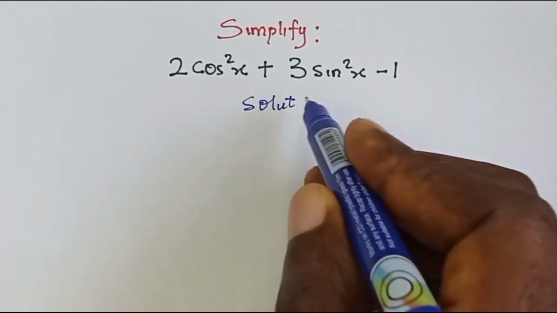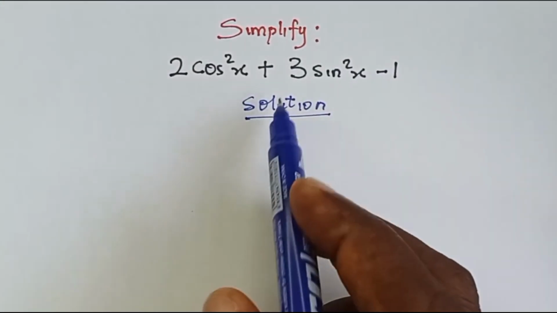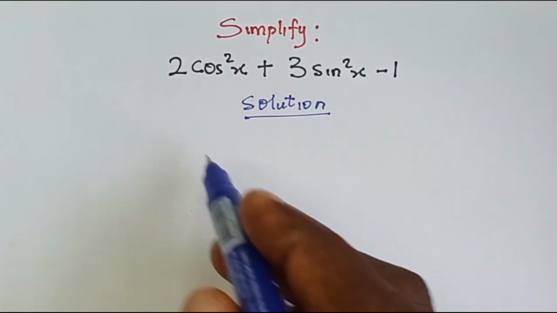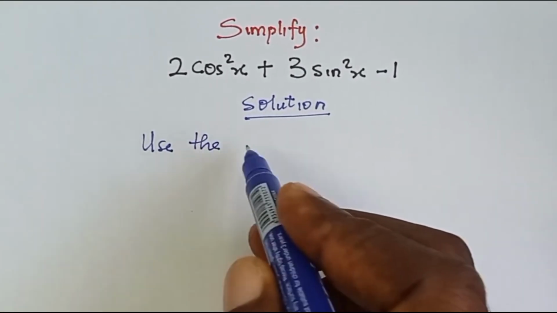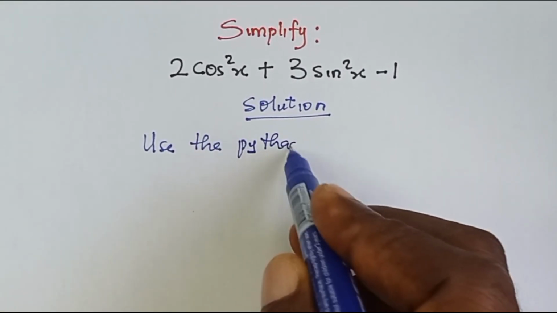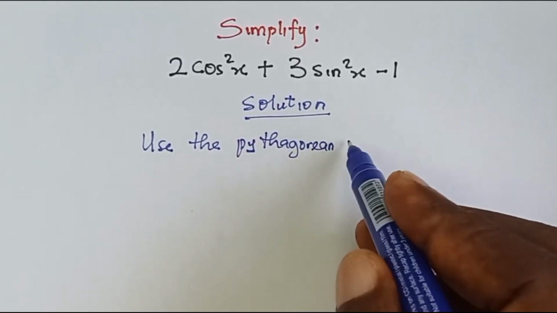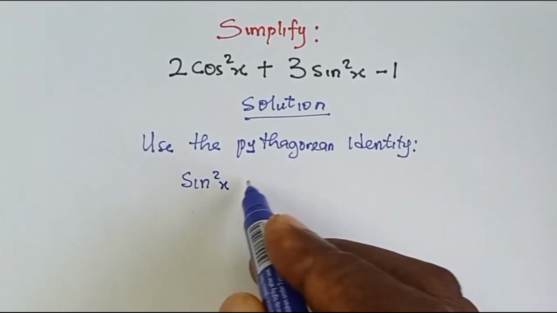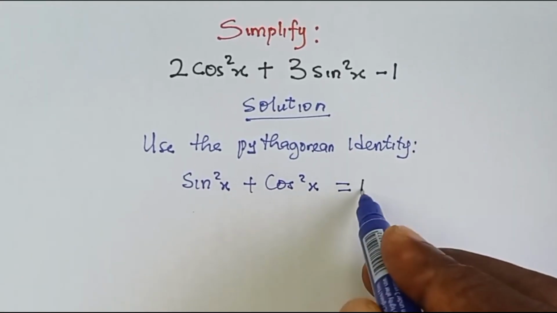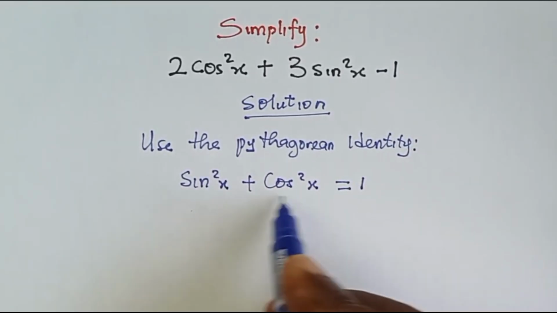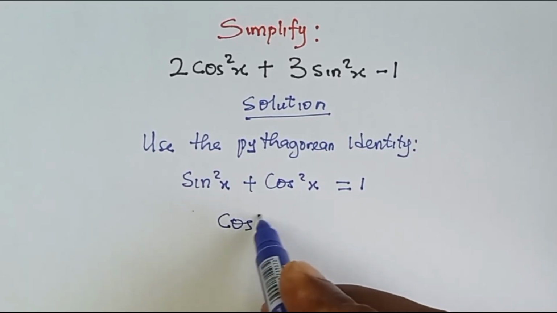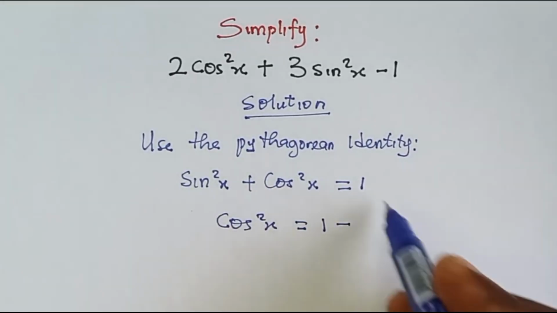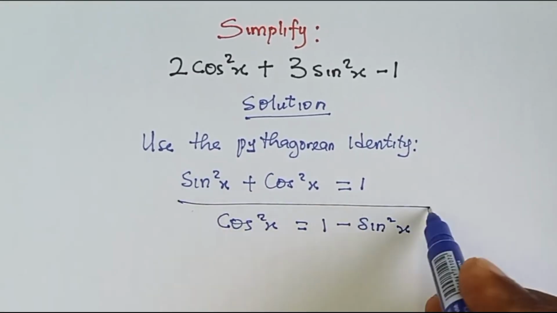In this video, we want to simplify 2 cos²x plus 3 sin²x minus 1. Right, so we are going to use the Pythagorean identity. Okay, so the Pythagorean identity is one of the trigonometric identities, and the identity says that sin²x plus cos²x equals 1. And from here, we can make cos²x the subject of the formula. So we have cos²x now equals 1 minus sin²x when you bring this here. Okay, so this is what we are using.